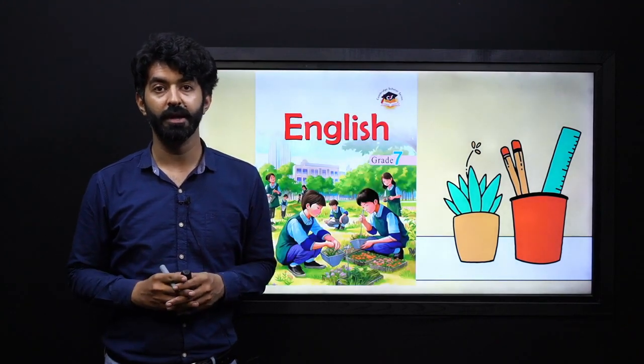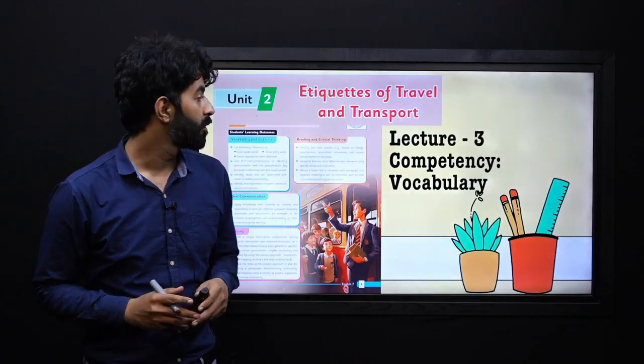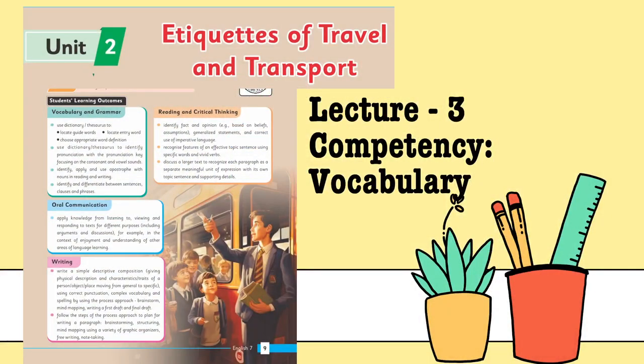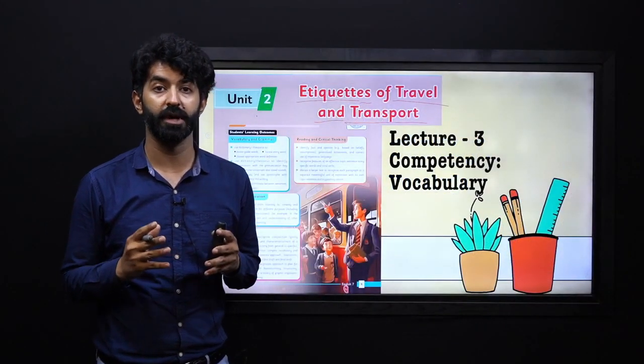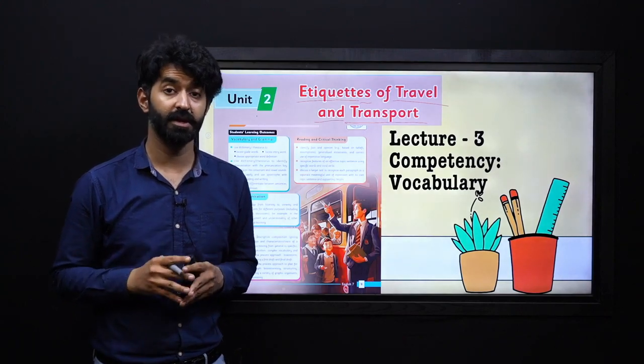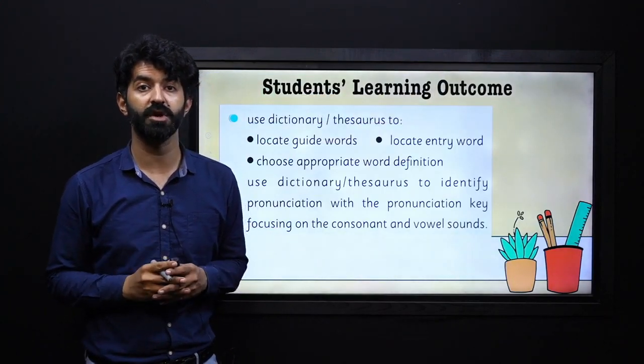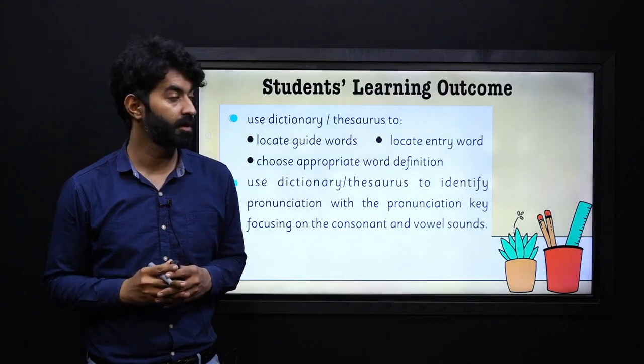So now we are dealing with our unit number 2. The title is Etiquettes of Travel and Transport. This will be our lecture number 3 with the competency of vocabulary. And now let's get started by reading our students' learning outcome for this lesson.